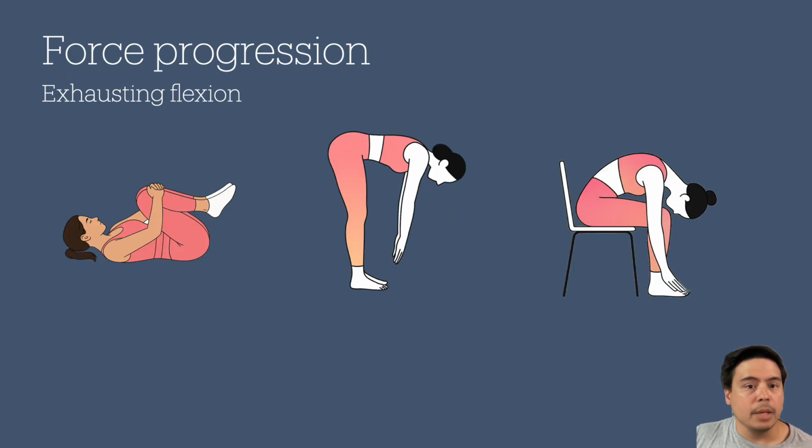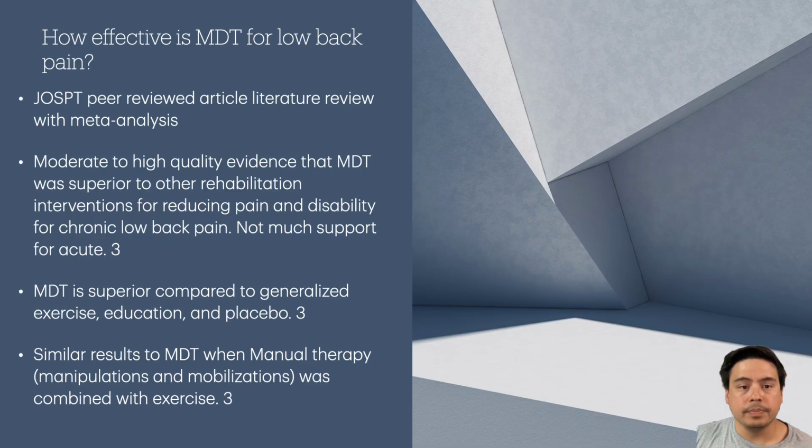So this is the same progression, but with flexion. So you have supine, standing, and seated.